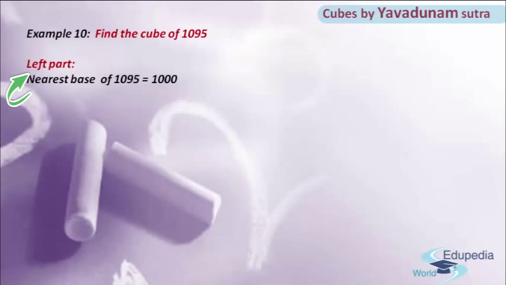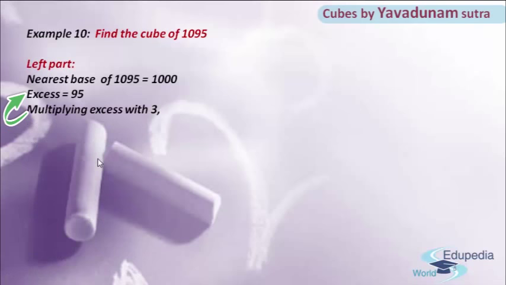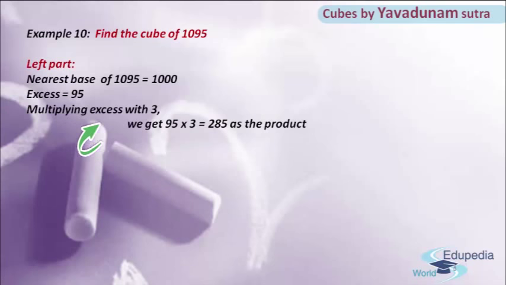After finding the nearest base, coming to step number 2, we have to find the excess, and it is found by comparing the given number with the base. Here the given number is 1095 and the base is 1000. If we compare these two numbers, we get an excess of 95 and it is taken over here. Moving to step number 3, we have to multiply the excess by 3. So by multiplying 95 into 3, we get 285 as the product.